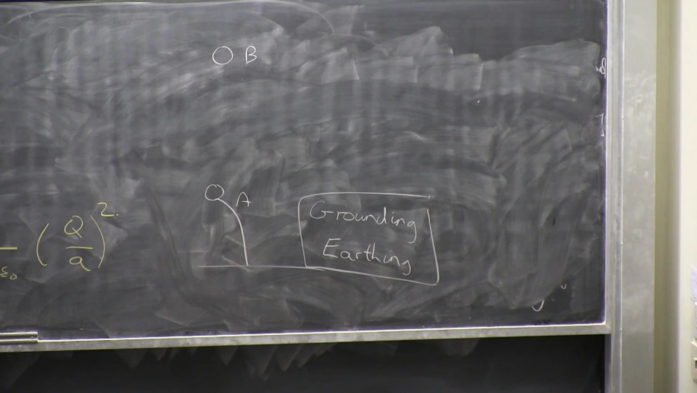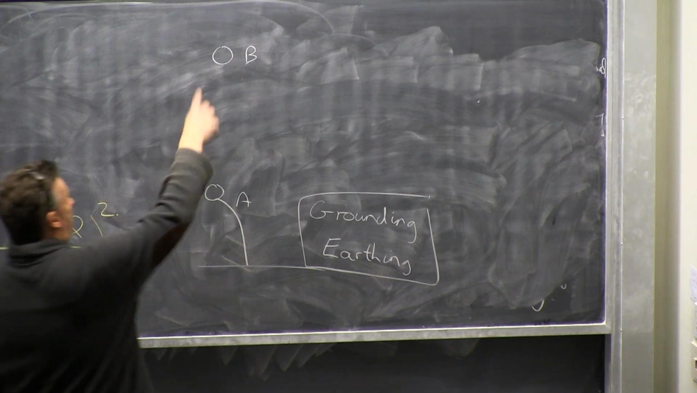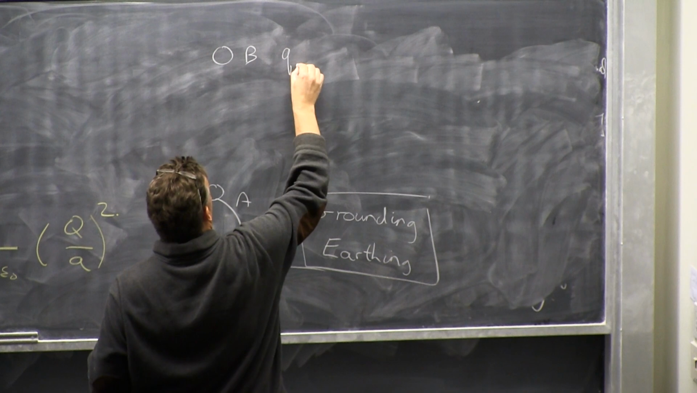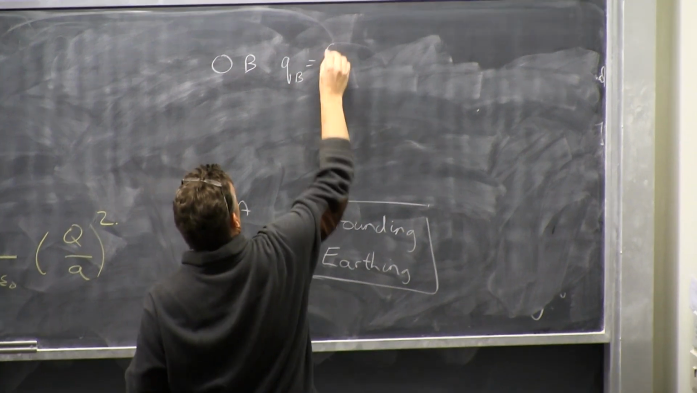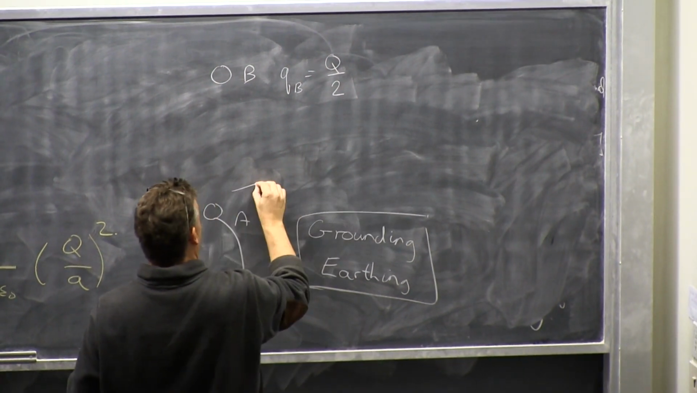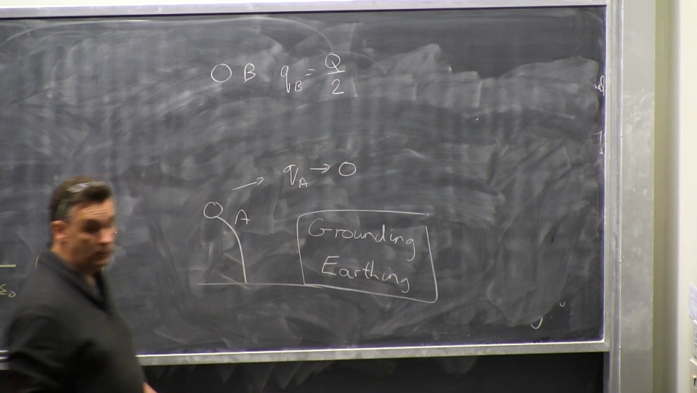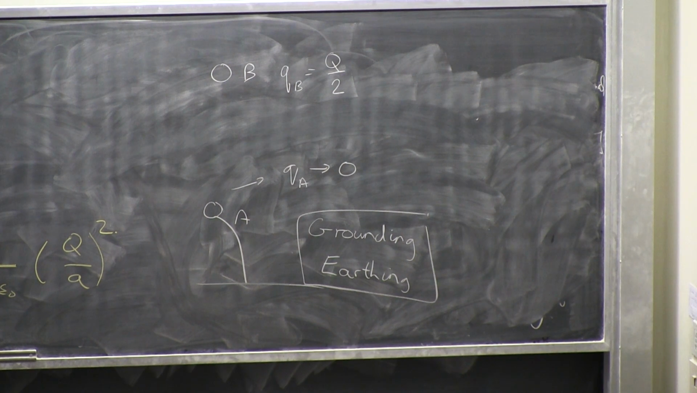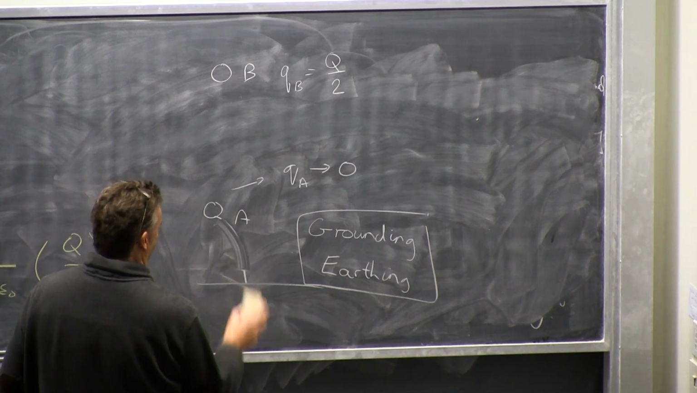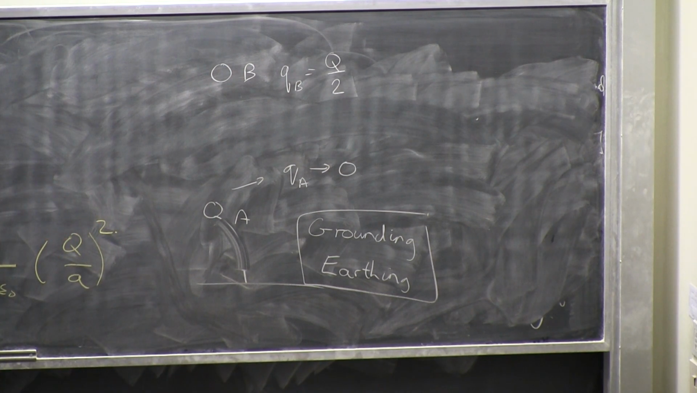So if I ground point A, without the wire there, we know that Q on B equals Q over 2. Q on A now goes to 0. So the original point that had all the charge is now 0. So I momentarily ground, I remove the ground, and the final question is, what's the force on B? 0.